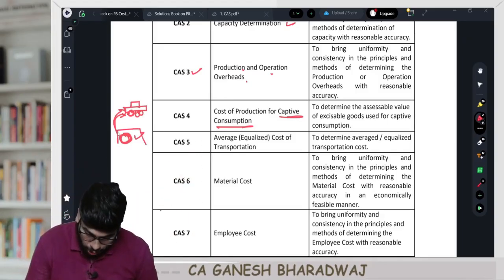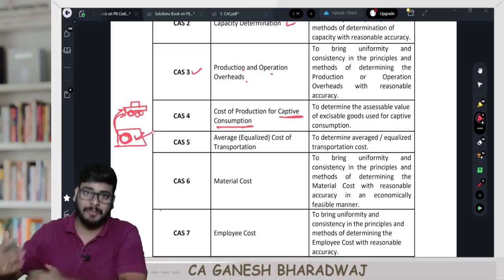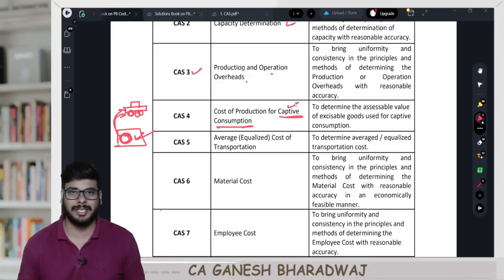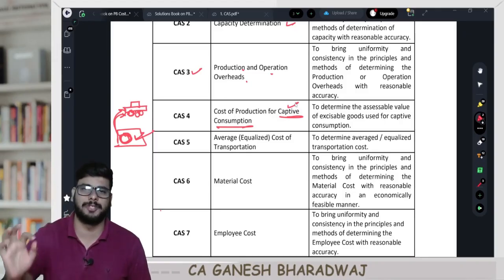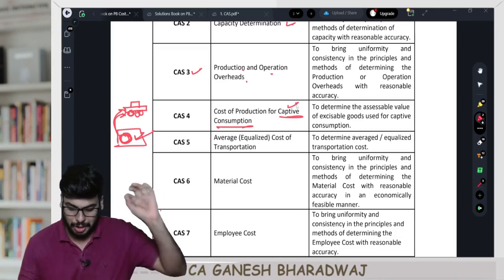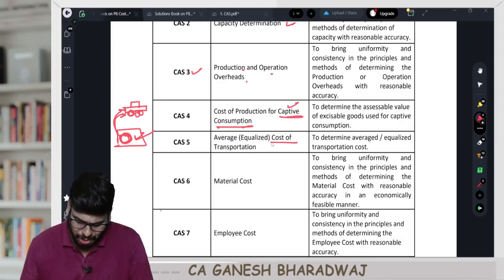Now, the cost of production of a product which is used for captive consumption, how do you deal with that? That is what is covered under this chapter. Again, they have not gone into details; they have just mentioned the scope, objectives, and all these things. That's about it. Nothing great here, but you should know what captive consumption means. Next, average cost of transportation.